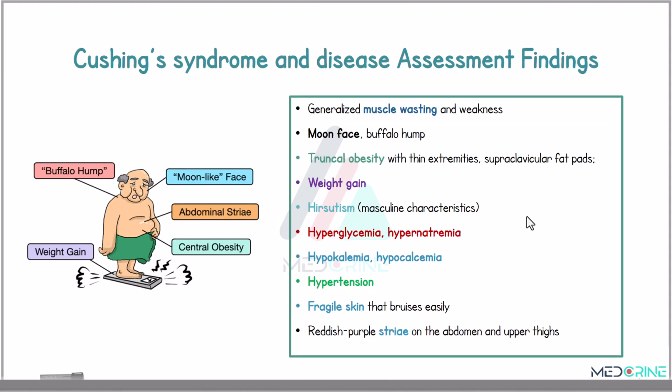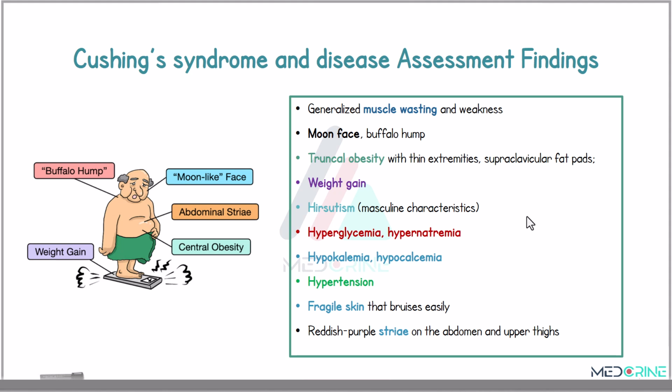In Cushing syndrome and Cushing's disease, the common findings include generalized muscle wasting and weakness, presence of a moon-like face, a buffalo hump, truncal or central obesity, supraclavicular fat pads, and other features include weight gain, hirsutism, hyperglycemia, hypernatremia, hypokalemia and hypocalcemia, hypertension, fragile skin that is easy to bruise, and a reddish-purple striae on the abdomen and the upper thighs.